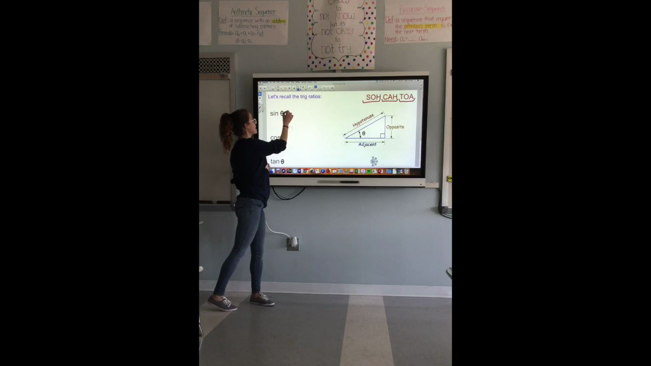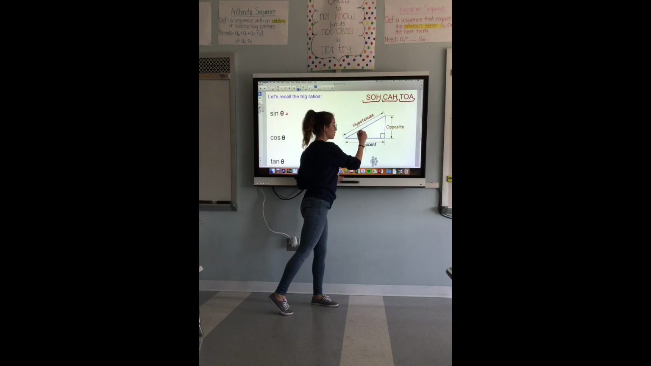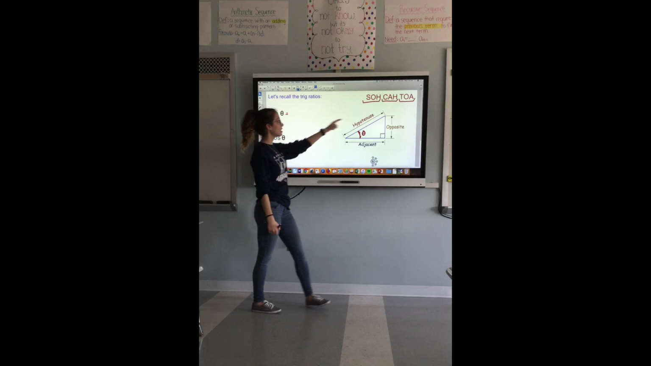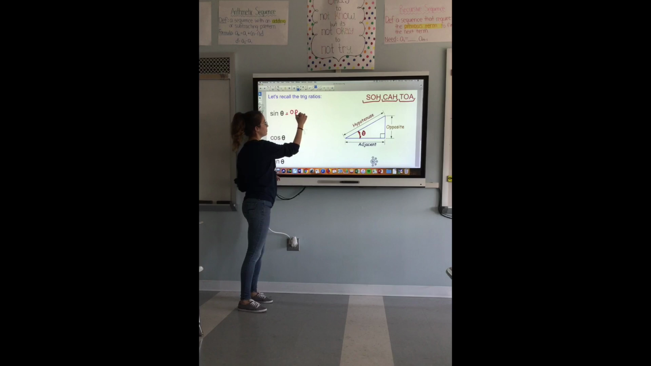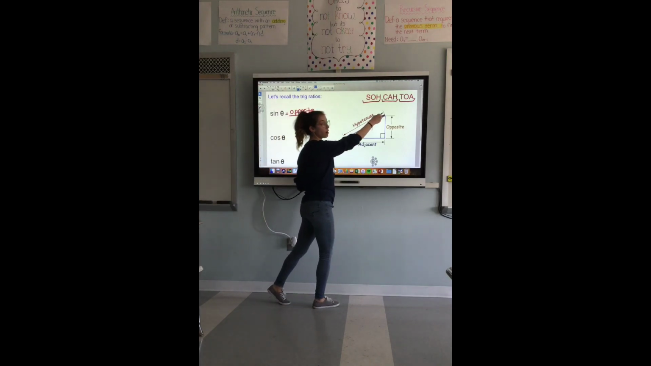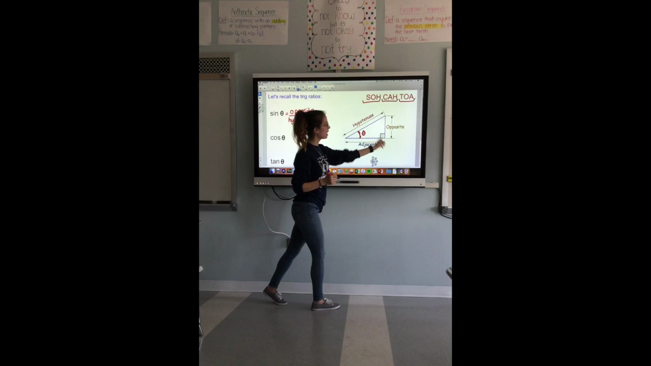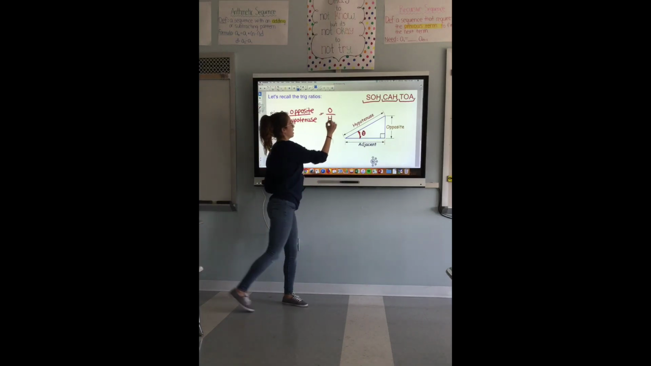So sine of theta. Now you're always going to have sine, cosine, or tangent of an angle. So they'll give you an angle to look at. In this example, that is theta. So sine of theta is equal to the opposite side, which is opposite the triangle, over the hypotenuse. The hypotenuse is always the longest slanted side. It is also the side across from the right angle. So this, opposite over hypotenuse.